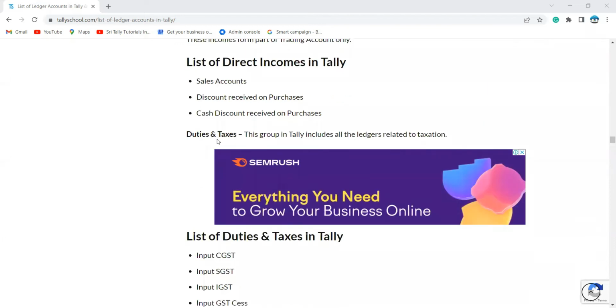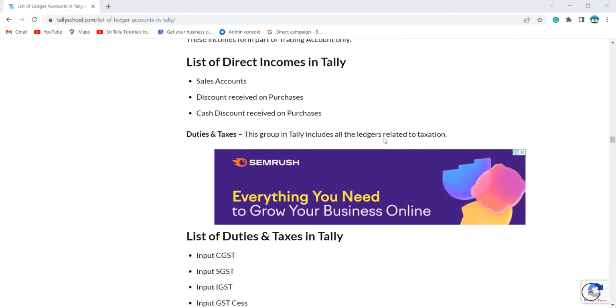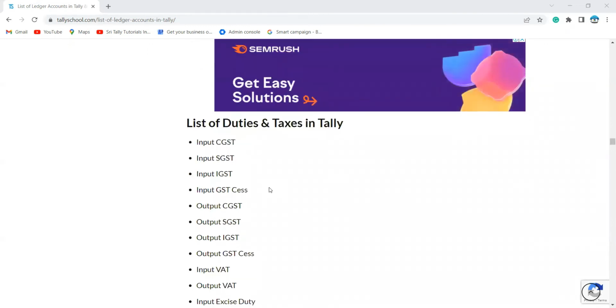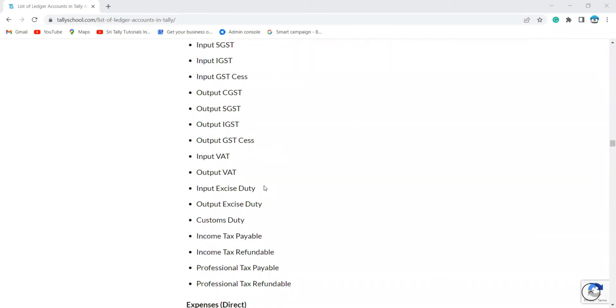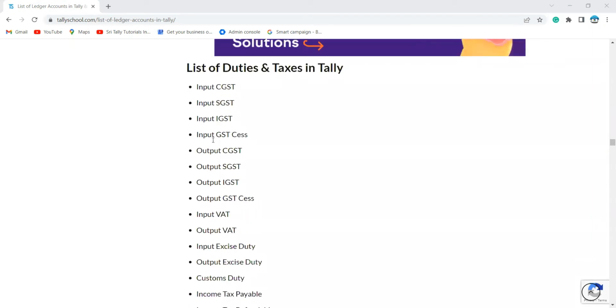Next, duties and taxes group. What is meant by the duties and taxes group? This group in Tally includes all the ledgers related to taxation. For example, input CGST, input SGST, input IGST, input GST cess, output GST, output CGST, output SGST, output IGST, input VAT, output VAT, customs duty, income tax payable, professional tax refundable. TDS tax, TCS tax, CGST, SGST, this all comes under the duties and taxes head.